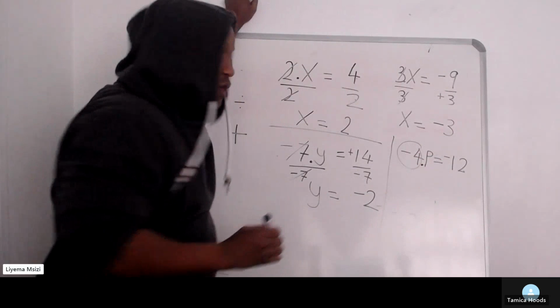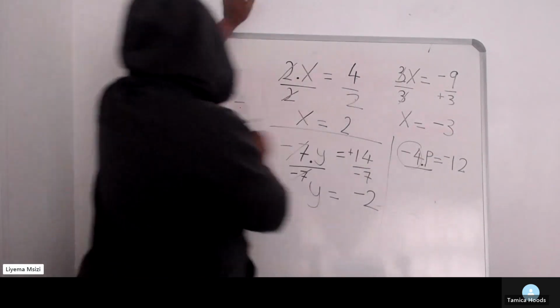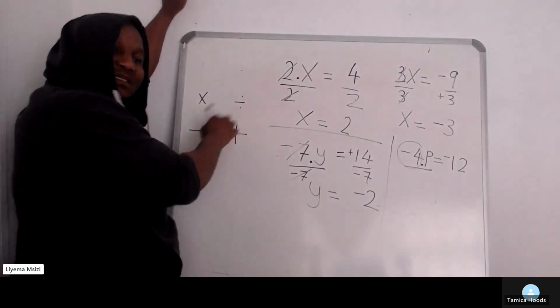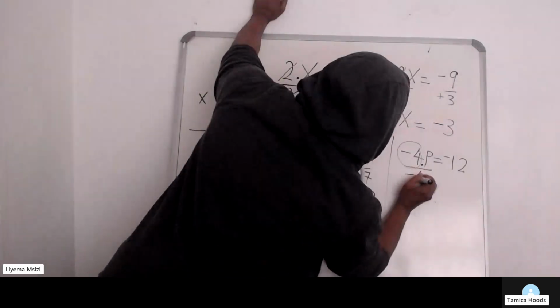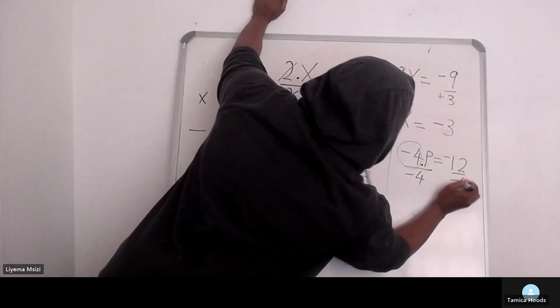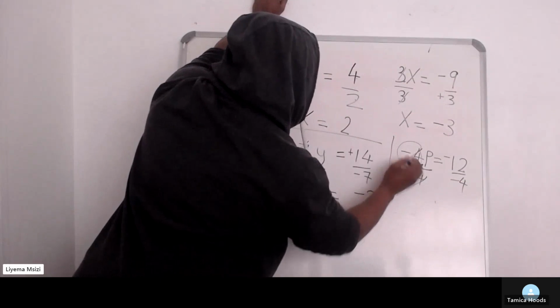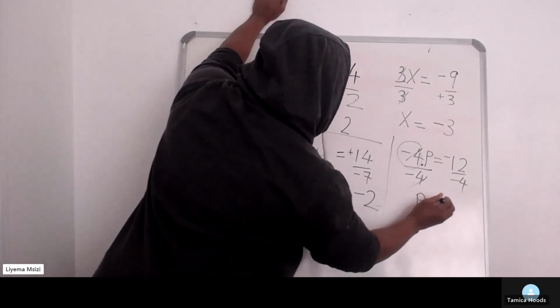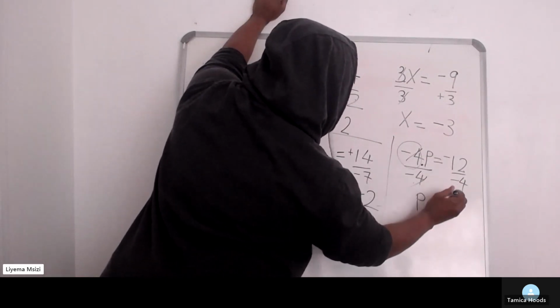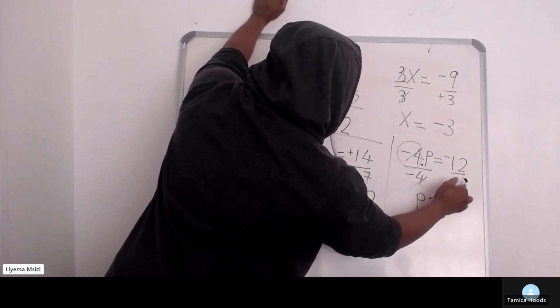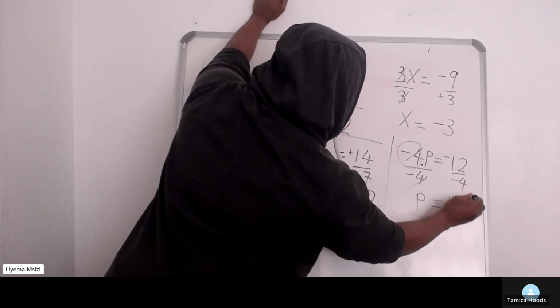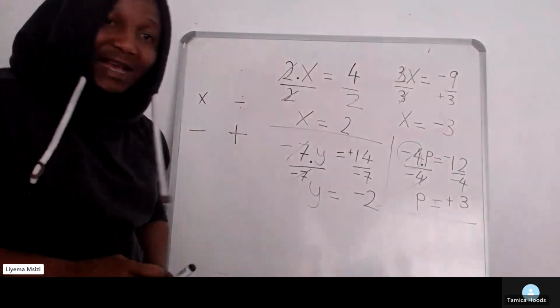Multiplication. So then I have to divide. Since it's multiplication, the reverse of multiplication is divide. Divide by negative 4, divide by negative 4. These are same things, so that's why we cancel. So we're left with p equal negative and negative plus, how many 4 in 12? There's 3.